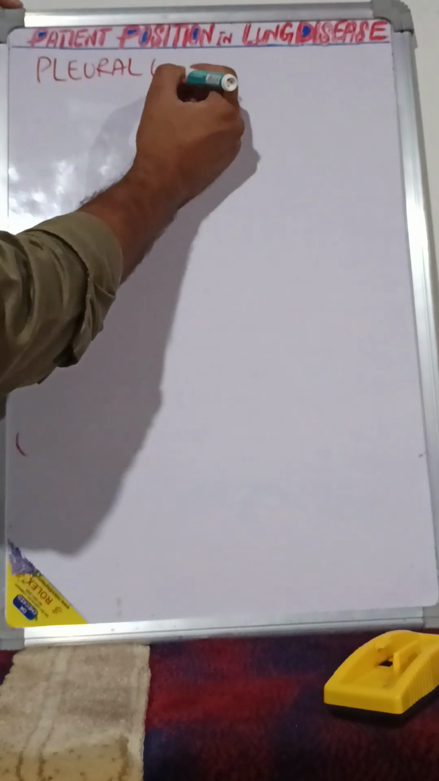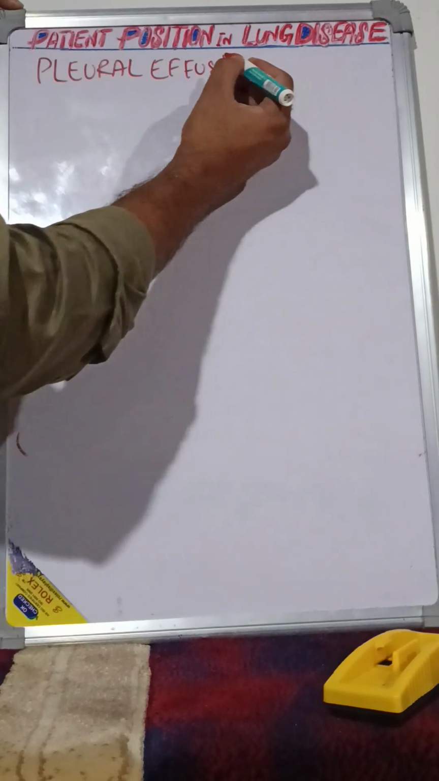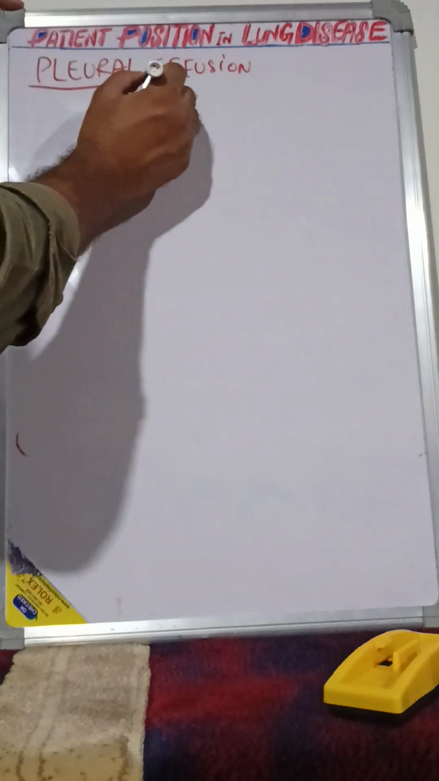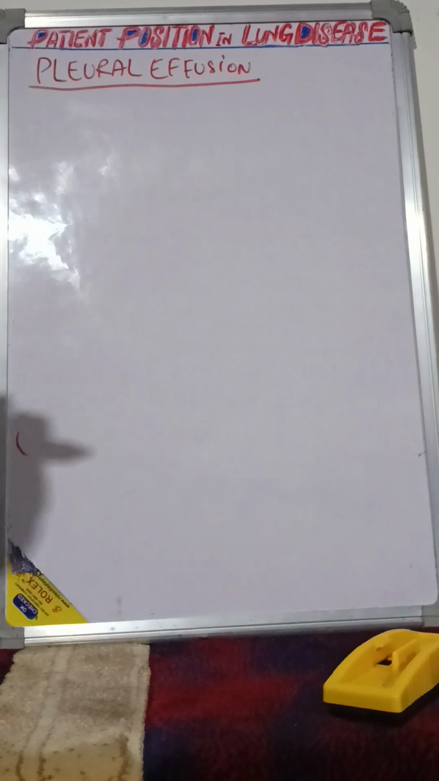Pleural effusion is the accumulation of fluid within the pleural cavity. The pleural cavity is the potential space between the two coverings of the lung, that is, between the visceral and the parietal pleura. It is a potential space. Normally it contains the pleural fluid, and in some pathological conditions it gets filled up with different fluids. So we are going to see the position. What should be the position in pleural effusion?